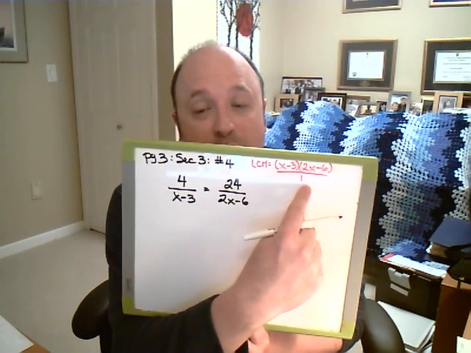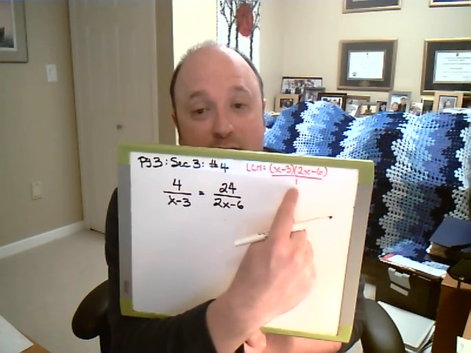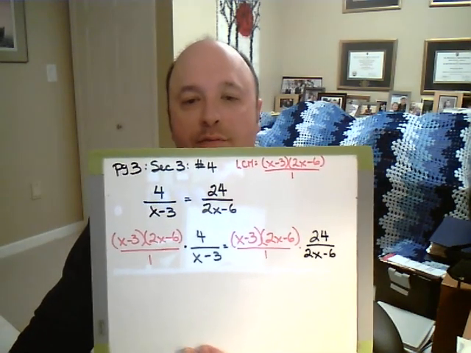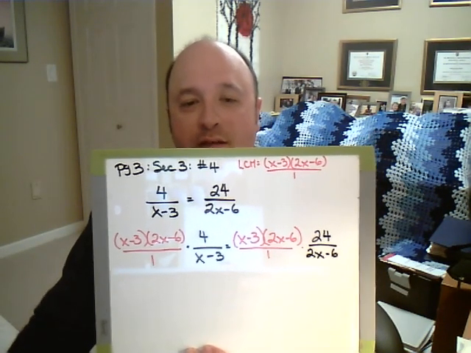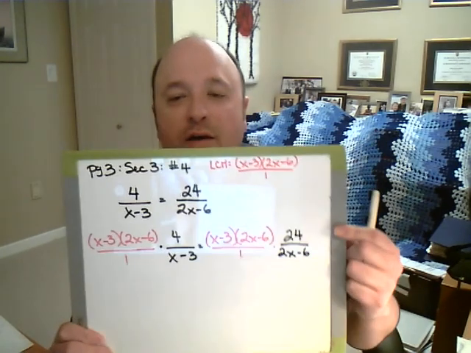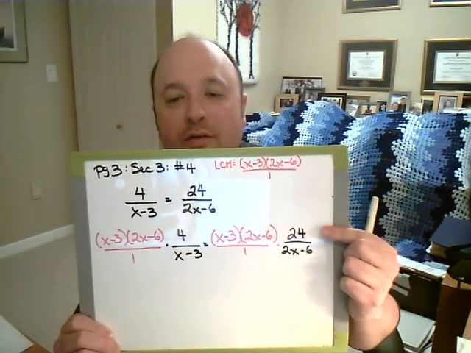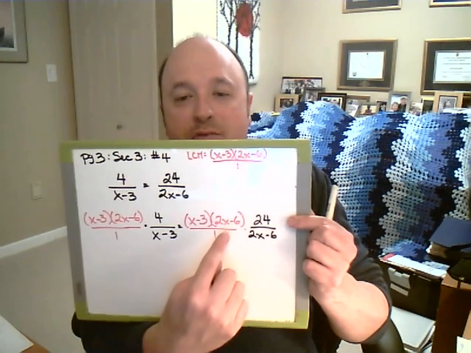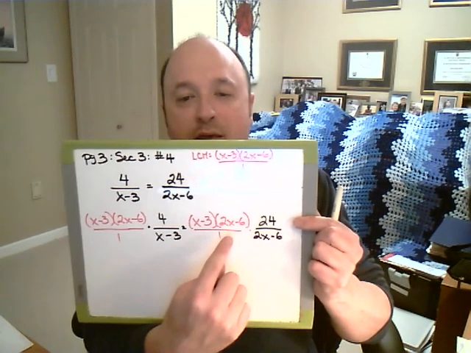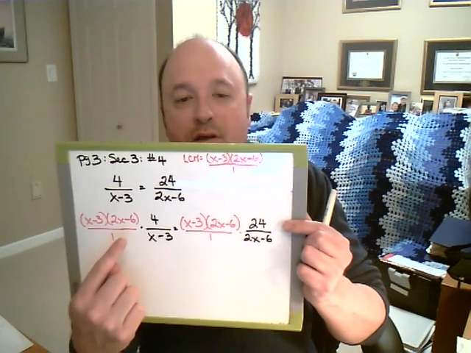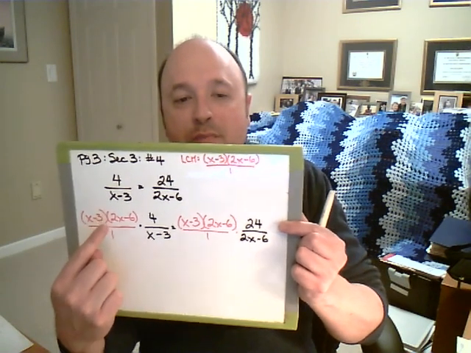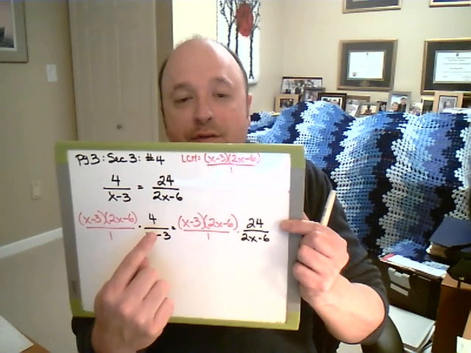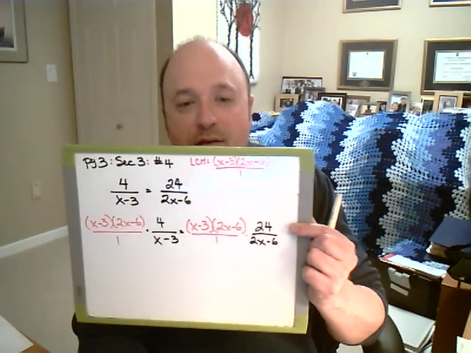So I'm going to multiply both sides of the equation by this expression. You'll see what happens. Okay, so I write it out. It looks like this, and now I have to work at canceling things out. It's easy to see how things cancel. Over here, the 2x minus 6 and the 2x minus 6 cancel each other out. And over here, the x minus 3 and the x minus 3 cancel each other out. So those are easy enough to see, and we'll cancel those out.